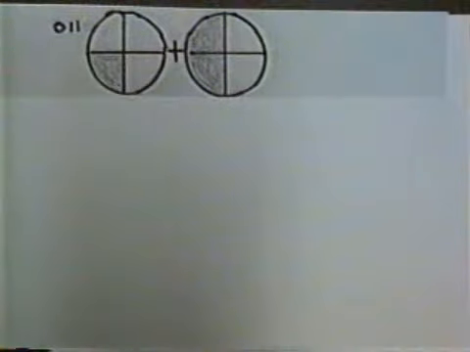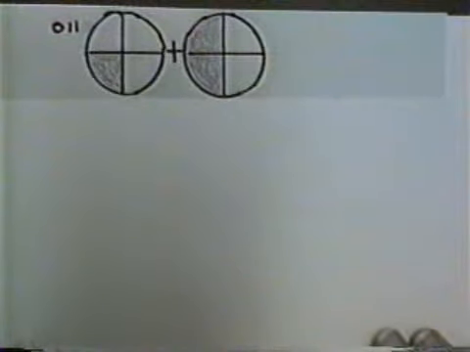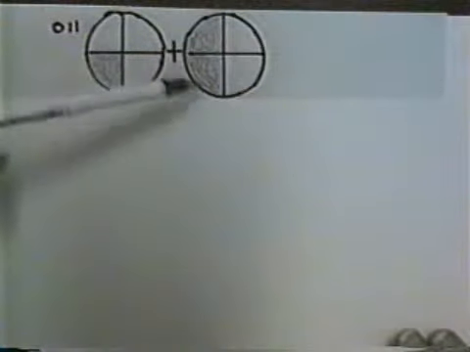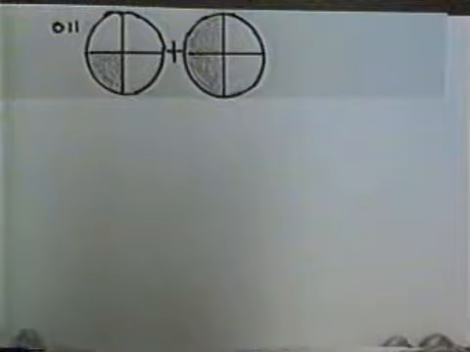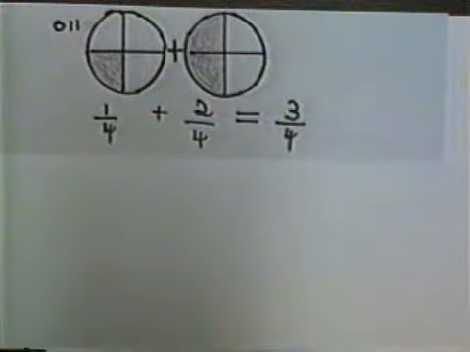Let's begin by looking at a picture of some fractions that we want to add. Here I want to add 1/4 to 2/4. And if you just counted up your fourths and put them all together, you could certainly see that we'd end up with 3/4. 1/4 plus 2/4 equals 3/4.